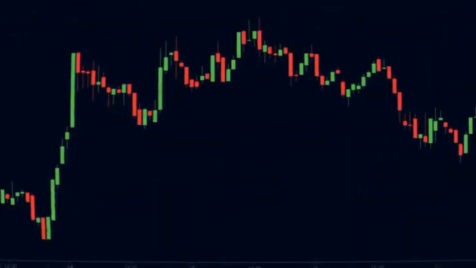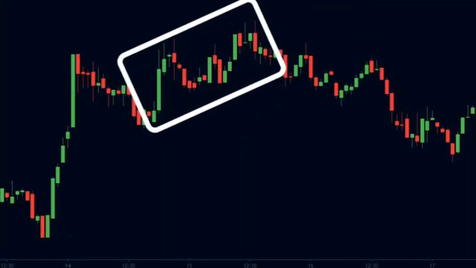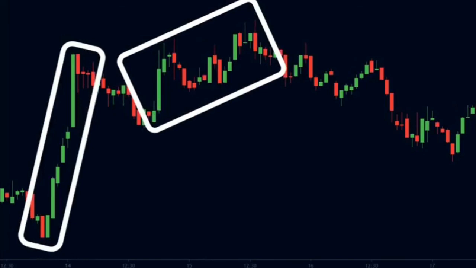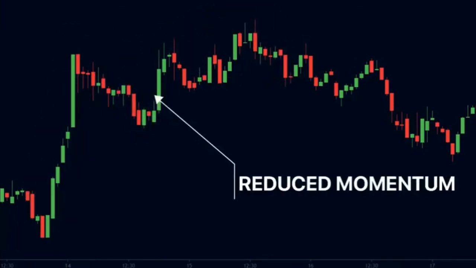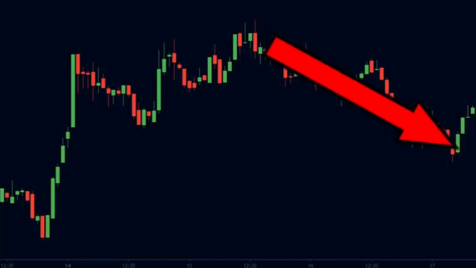On the other hand, if we look at this chart, here we see that the recent up move was more gradual and shallow than the previous up move. So, the momentum has been reduced. So we can expect the market to reverse. And that is what happens. The market sees a strong downtrend very soon.